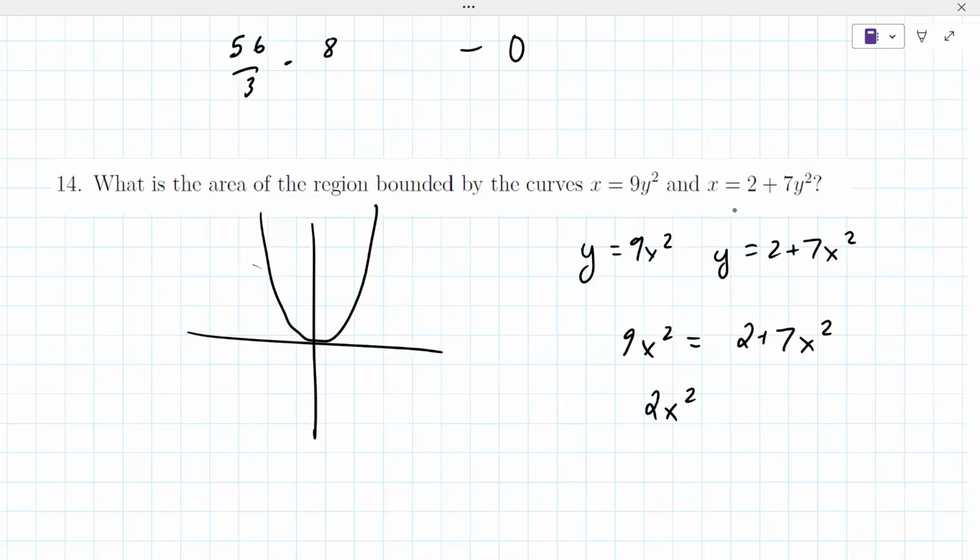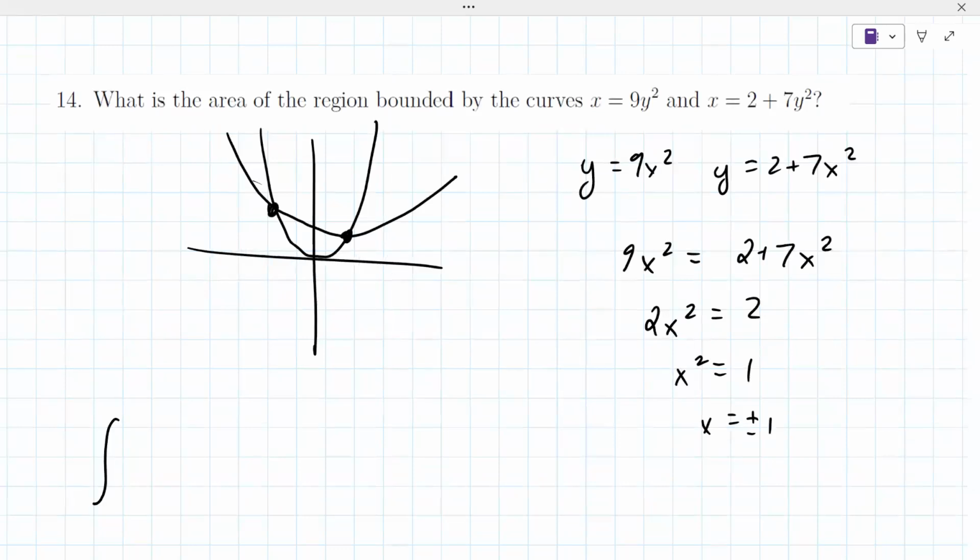So this becomes 2x squared equals 2, x squared equals 1, x equals plus or minus 1. They do something like that, basically. The reason you need those intersection points is that's the bounding of the curve, the area between them. It's top minus bottom. So you have to figure out which is the top, which is the bottom. If you can graph them, you can figure that out. Or if you've got a pretty good idea of what the graphs look like, you can also figure that out.